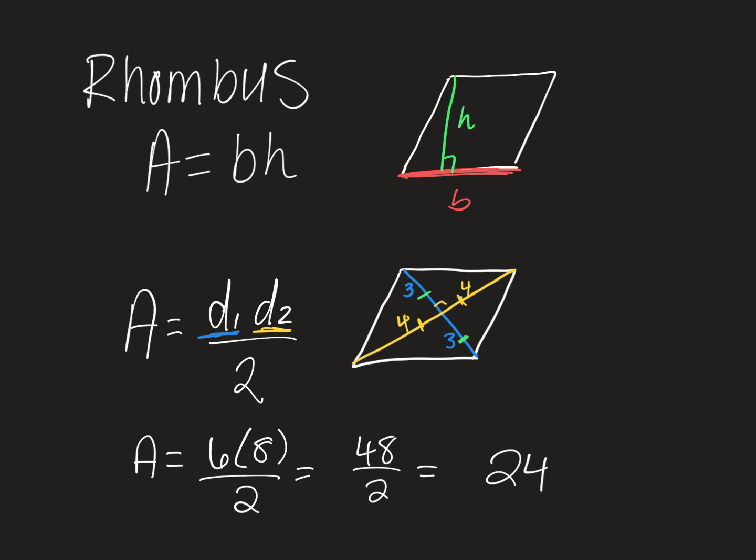So again, for this one, it doesn't matter what formula you use, but you need to make sure that you're using the one that makes sense with the information you have. If you have a base and height, it's obviously not going to make sense to use the diagonals. If you have diagonals, you're going to want to use this one. They can give it to you either way. You just need to look and recognize what you have to choose the right formula.